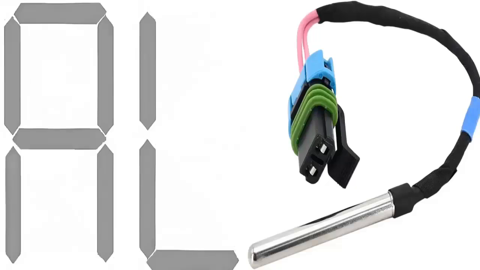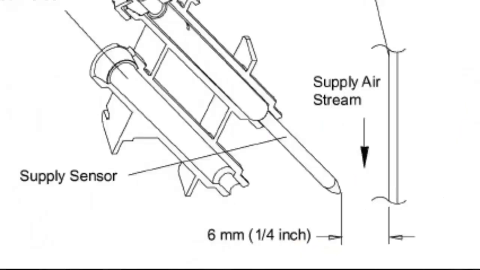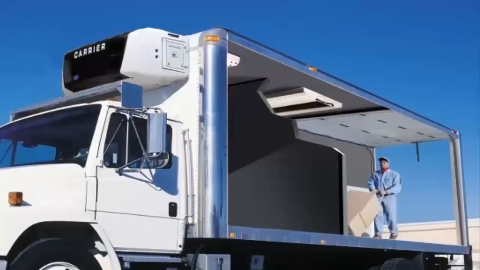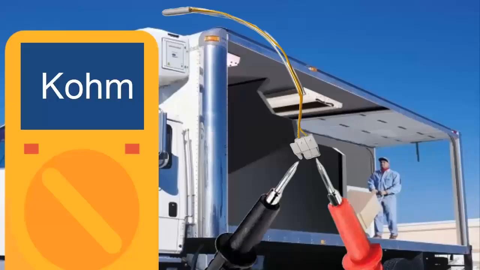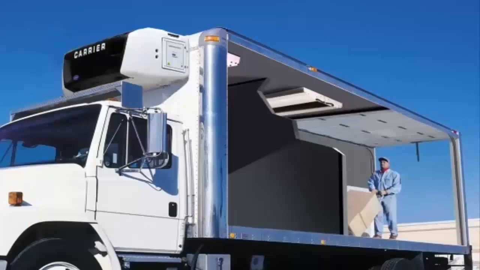11. Supply air sensor failure. This fault is identified with code AL10, indicating that the sensor is not operating correctly. It is recommended to check the sensor and its connections. To test the sensor, disconnect it and use a multimeter on the kiloohm scale. The measured value should never be 0 or infinite, and the resistance should match the manufacturer's manual table.